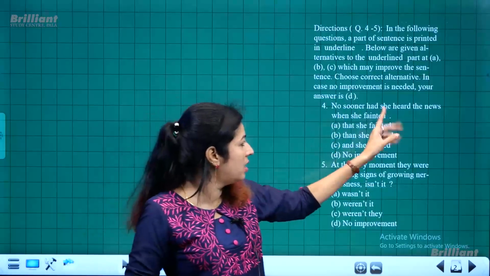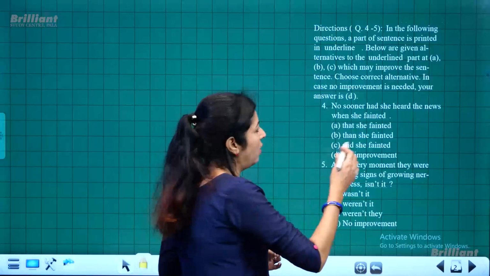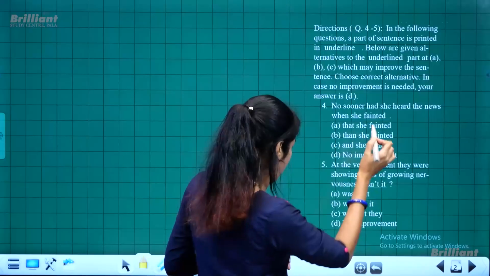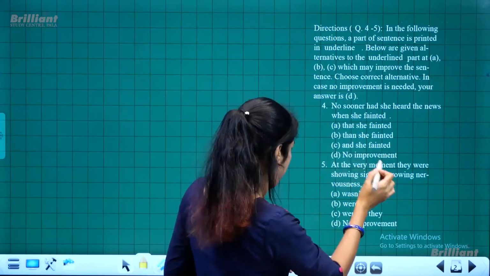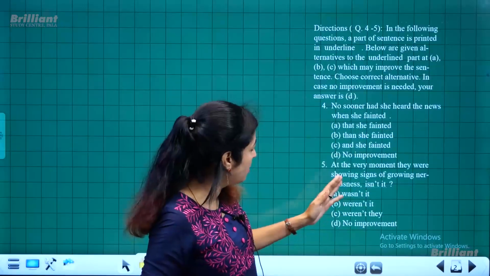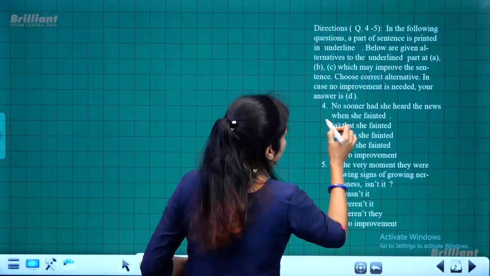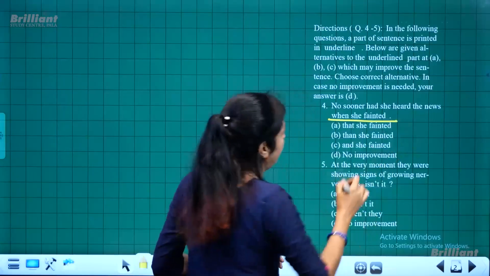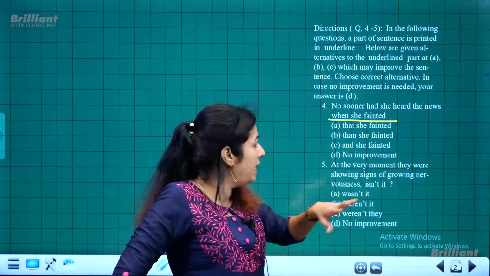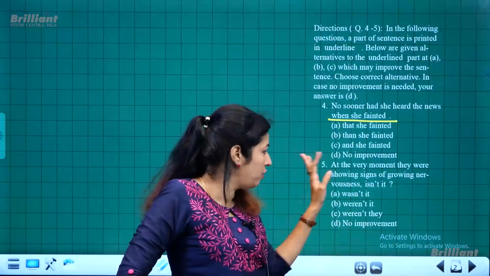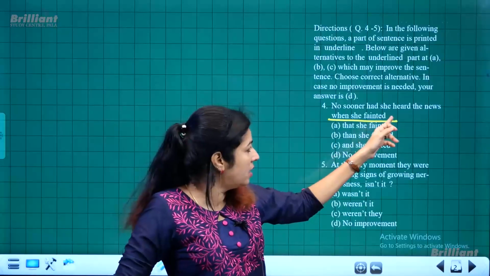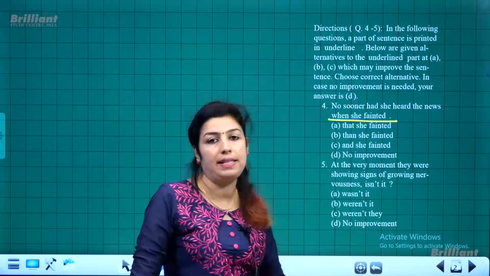No sooner had she heard the news. I'll tell you which part has gone wrong. Actually, it is a wrong statement. Not wrong, but you have to complete it. No sooner had she heard the news when she fainted. This part is underlined, and it should be substituted with one of the options, and in case no improvement is required, you have to choose the last one. Okay, so let us see the statement again. No sooner had she heard the news when she fainted.